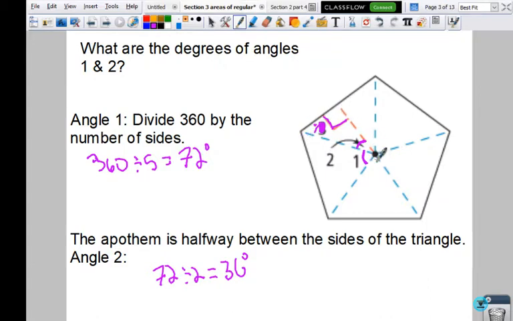There's 180 degrees in a triangle, right? And I got a triangle right here. Angle 2 is 36. 180 minus 36 minus 90 equals angle 3. That's not really as important. It's mostly just important to find 1 and 2. We're not going to do a whole lot with these today, but tomorrow we will.